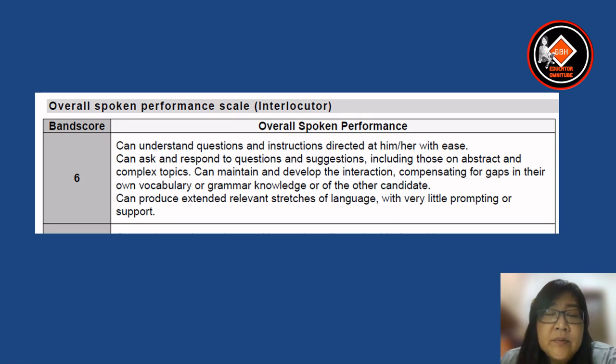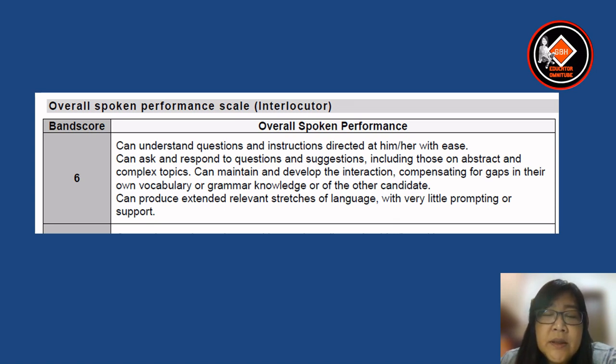You need to be able to understand questions and instructions directed at you with ease. So it means that you can understand the questions and answer the questions or the tasks. You can ask and respond to questions and suggestions, including those on abstract and complex topics. It means that you have to be able to use good vocabulary. And you can maintain and develop the interaction. So here, it means that you are able to maintain a conversation with your partner and develop your ideas.